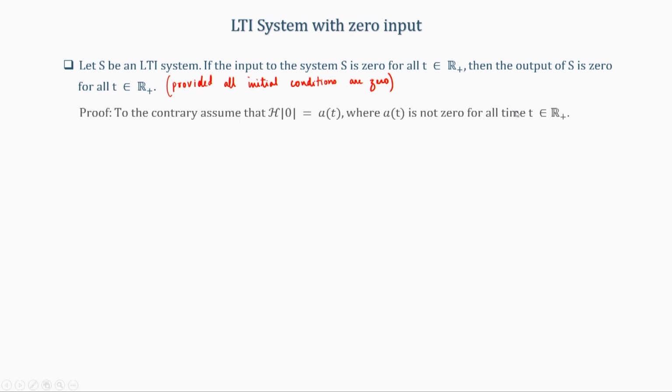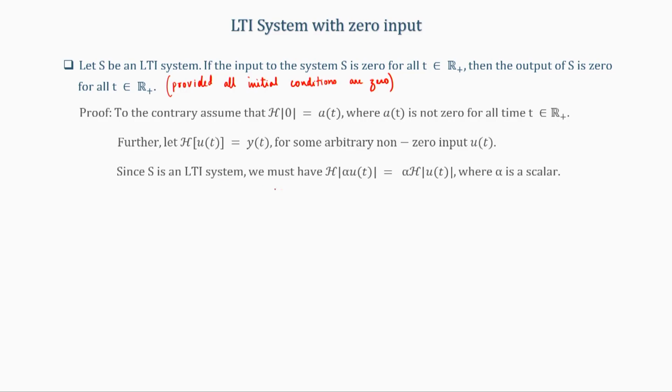Why is this true? Suppose, to the contrary, I assume that when I give input 0, the output is some other value other than 0. A of t is there, which is not 0. And say H of u(t) is equal to y(t). That means the output of the system is y(t) when the input is u(t) for some other input. Since S is an LTI system, we know that H acting on alpha u(t) must be alpha times H of u(t). This we know because this is an LTI system.